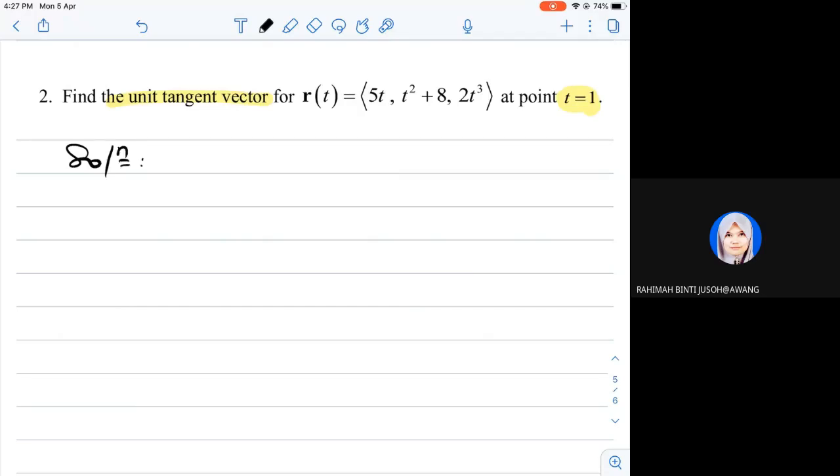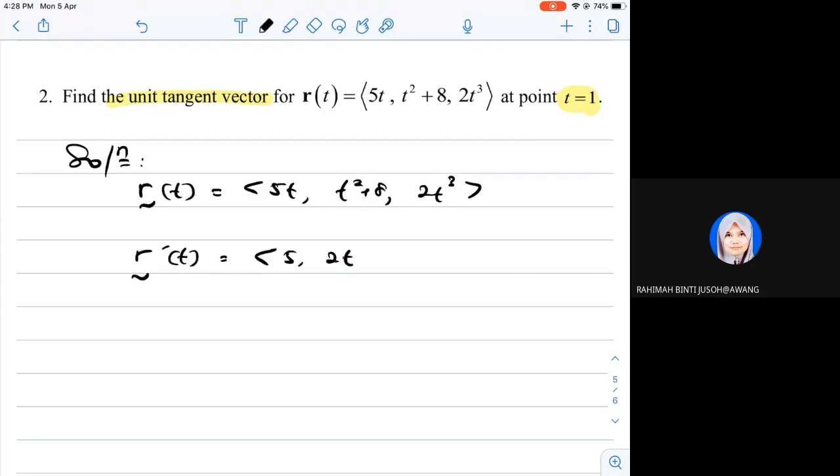We have r(t) tadi tu. Saya saling balik. 5t, t squared plus 8, and then 2t cubed. Macam tu. So we need to find r prime t. Differentiate 5t we get 5. Differentiate t squared we get 2t. 8 jadi 0 kan. And then 6t squared.